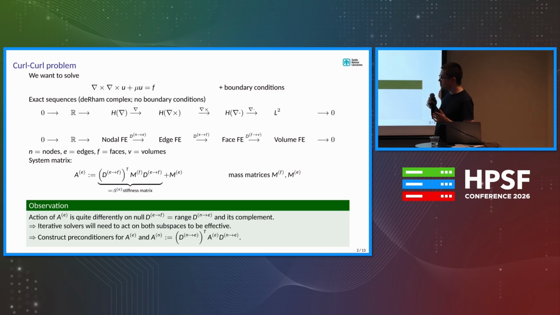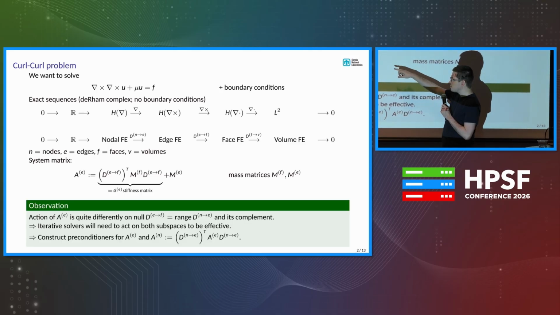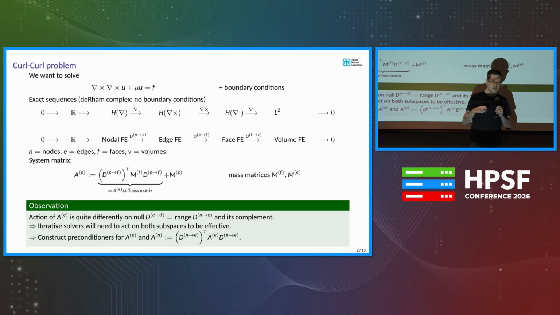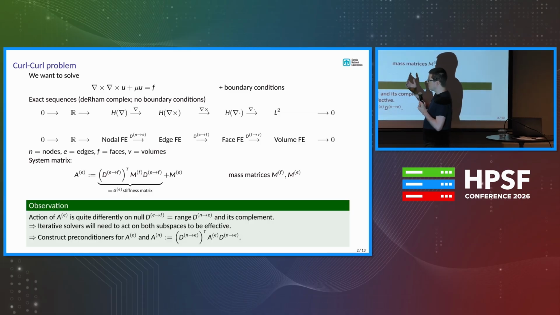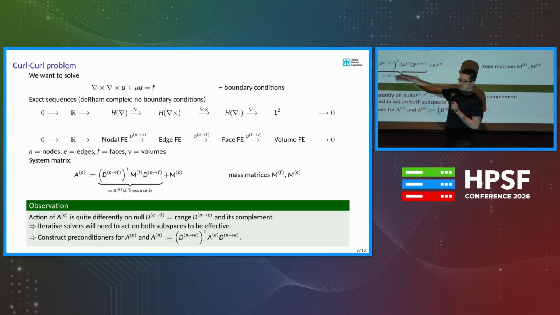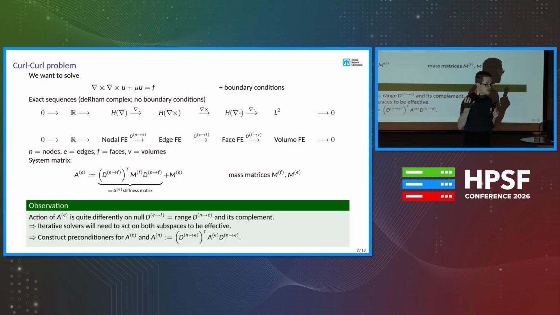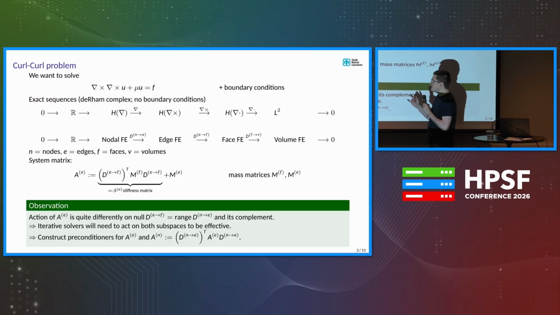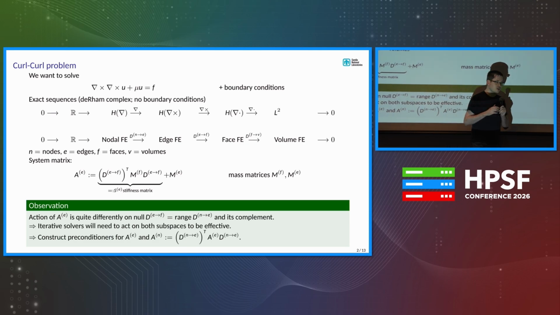Okay. And one of the key observations for the construction of effective preconditioners or solvers for this curl problem is that this operator here looks quite different depending on whether you're on the null space of this curl operator, or if you are on the complement of that null space. So if you're on the null space, effectively this entire term just disappears, and all you see in the action of the system matrix is the mass matrix. So great, that looks like a mass matrix. On the other hand, if you're not in the null space, then you get this second order differential operator.